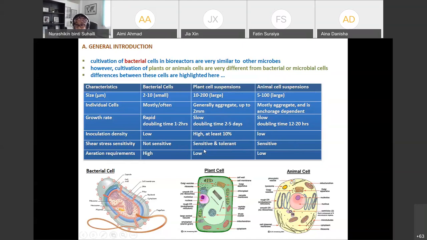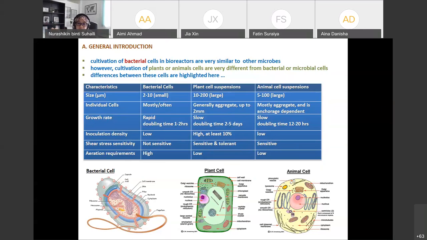Plant cells are also sensitive. If you look at the structure of plant and animal cells, they are bigger and have many more organelles inside. For example, plant cells have a vacuole, which can be easily ruptured if you apply intense agitation or mixing. Imagine a balloon filled with water floating on water. It's very big, and you can't apply too much stress on it, otherwise it will break. Plant cells are something like that.